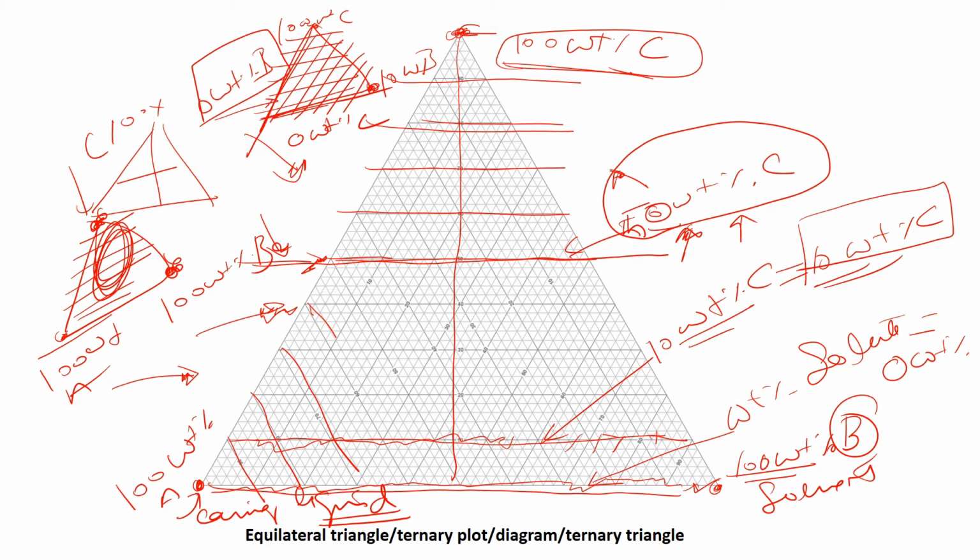I already explained where your 100 weight percentage A, 100 weight percentage B, and 100 weight percentage C are, and now you know where your 0 weight percentage C, 0 weight percentage A, and 0 weight percentage B are. Always try to remember that you are sticking to the common notation. C is your solute, and A is your solvent. And then A is your carrier liquid.